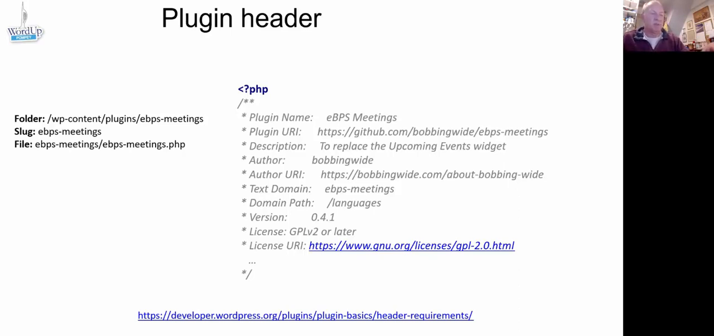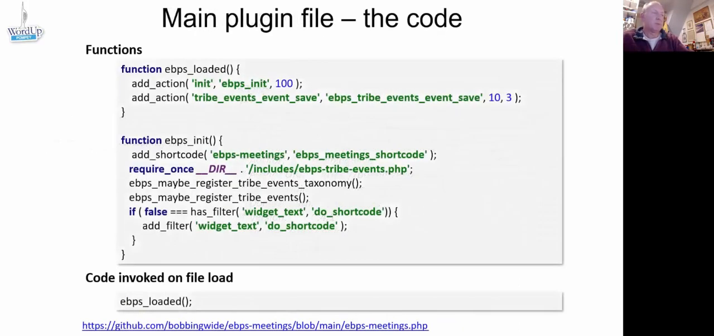So we have a bit of PHP that starts with less than question mark PHP, and then a block comment written using WordPress standard styling. So we get on to the code itself. And what we wanted to do is implement a shortcode.